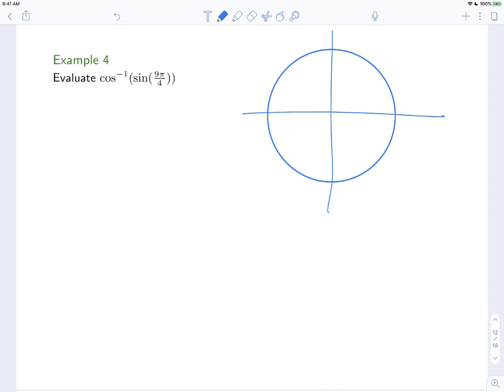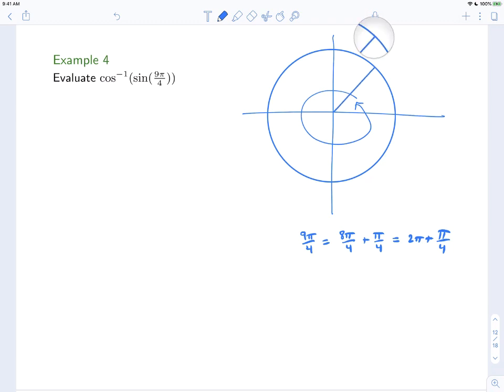Okay, so let me just make that y-axis a little bit straighter. There we go. All right, so 9 pi over 4, that is greater than 2 pi, so that's more than once around the circle. So 9 pi over 4 is equal to 8 pi over 4 plus 1 pi over 4. So that's 2 pi plus pi over 4. So that means we start along the positive x-axis and we actually go all the way around, and then we keep going until we get to the angle pi over 4, which is roughly right, so let's say about that. So this is the angle pi over 4.